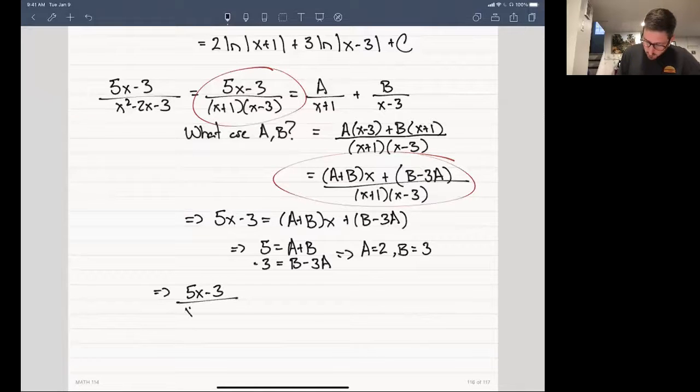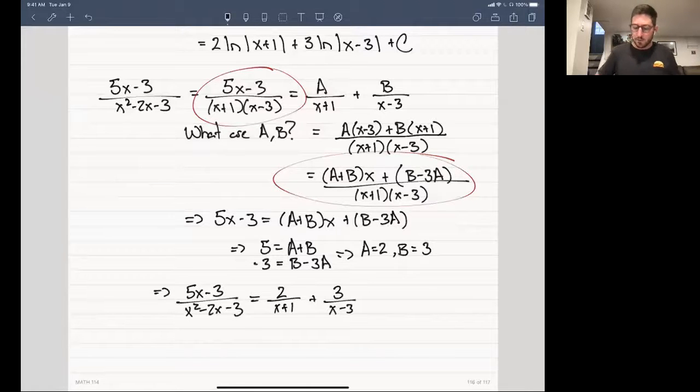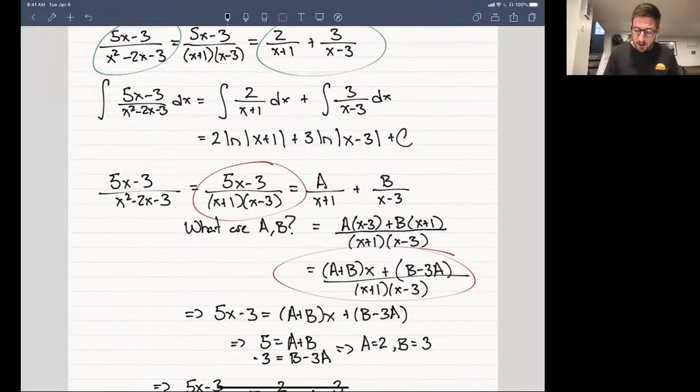Which tells me exactly what I just saw. It tells me that this quotient becomes 2 over (x + 1). That was the A value of 2, plus B equal to 3 over (x - 3). So if you wrap this whole thing up, you saw how I determined the partial fractions, these little atoms, and then I used those little atoms to find an antiderivative.